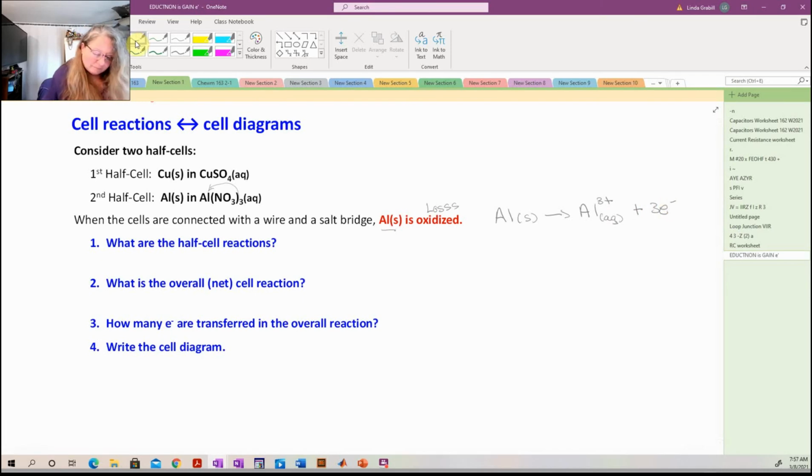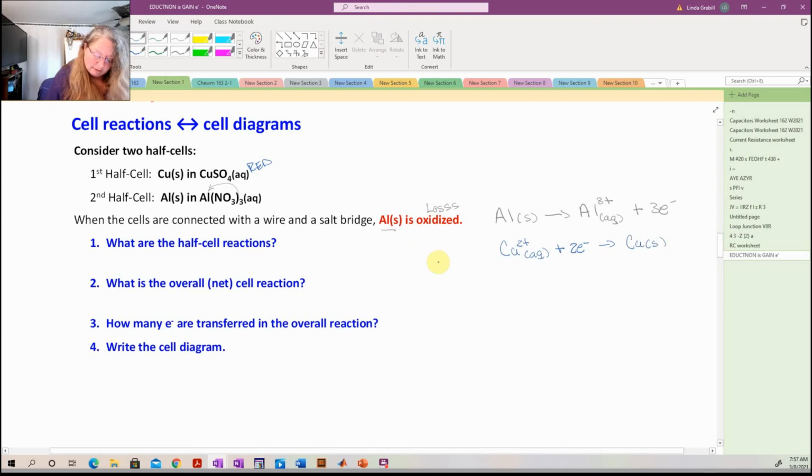That tells me that the copper is being reduced. Reduction is gain. So I'm going to start off with sulfate, which is a 2 minus charge ion. So that means that I'm going to have Cu2 plus because there's just one of them, aqueous, and then plus 2 electrons going to solid copper. Now, as far as who's being oxidized and who's being reduced, well, we know that.